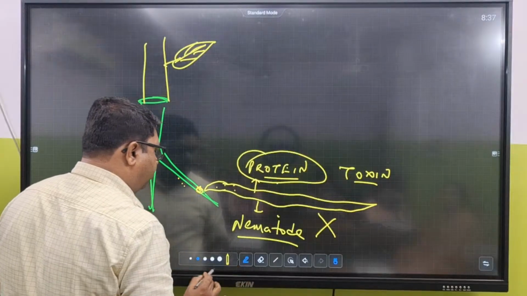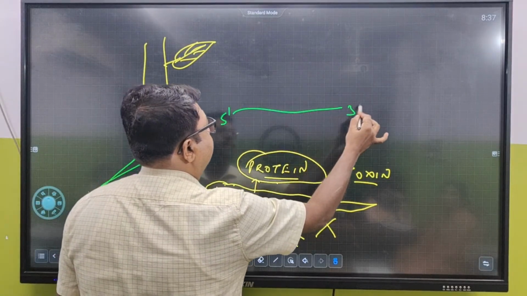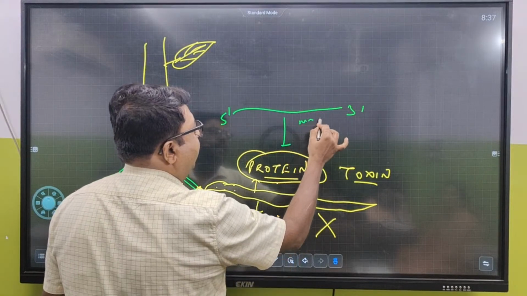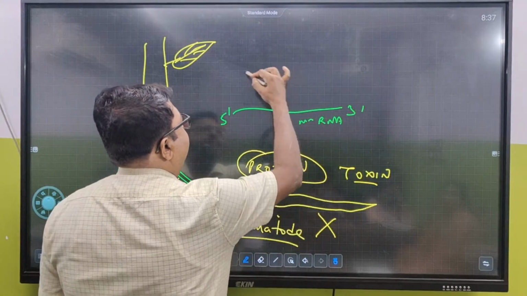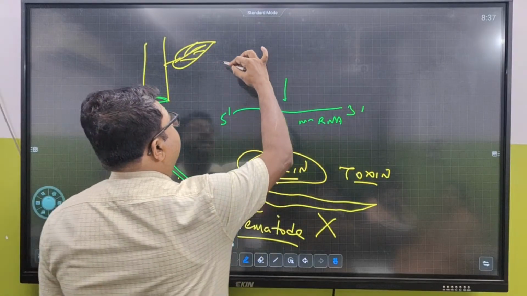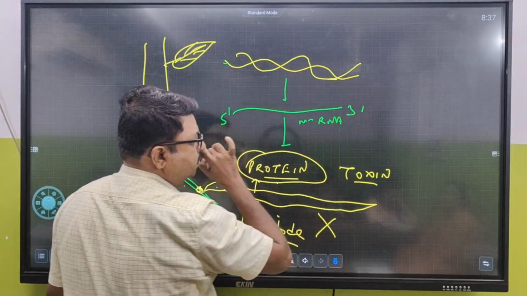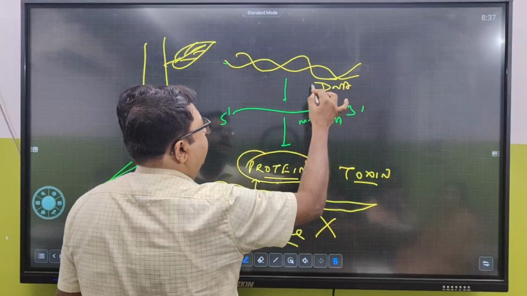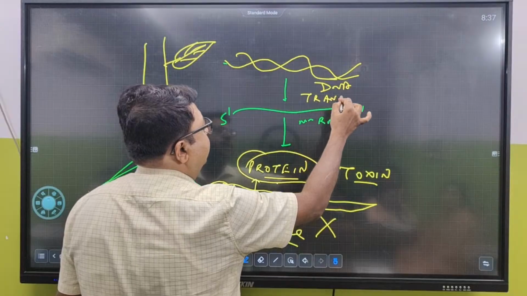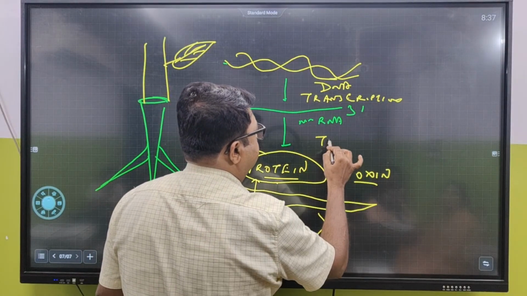And this protein will be formed by, Alisha help me, this protein will be formed by mRNA. And this mRNA will be formed by the specific part of the DNA of the nematode. Clear? This is DNA. And this DNA by transcription is going to make mRNA. And this mRNA by translation should be making what?